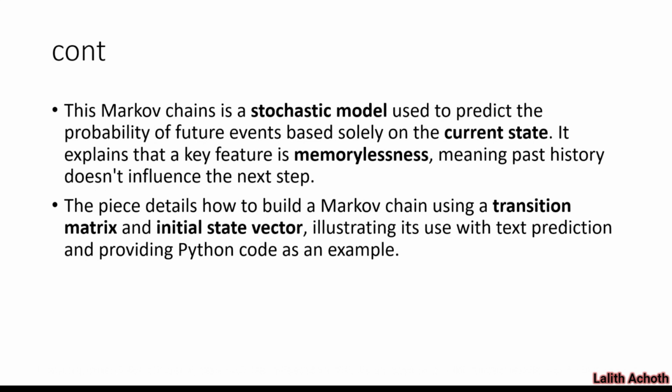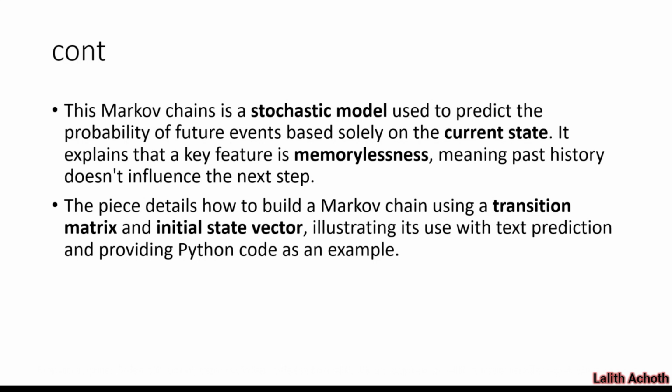The Markov chain is a stochastic method used to predict the probability of a future event based solely on the current state. It explains that a key feature is memorylessness. So it doesn't require a big history, it just requires your immediate state, meaning the past history doesn't influence the next. It's just where you are now. And my example will help to illustrate it.